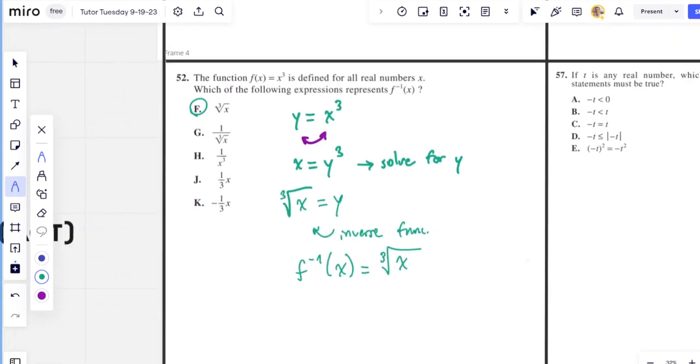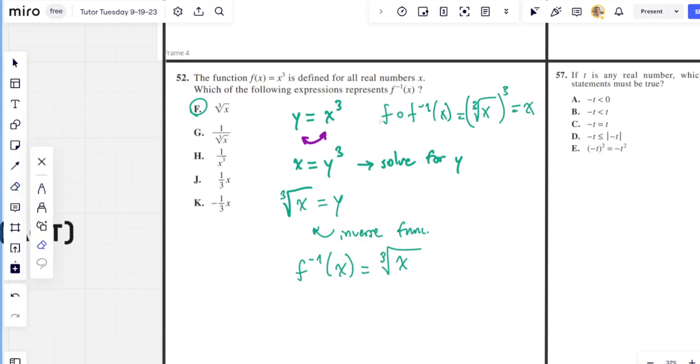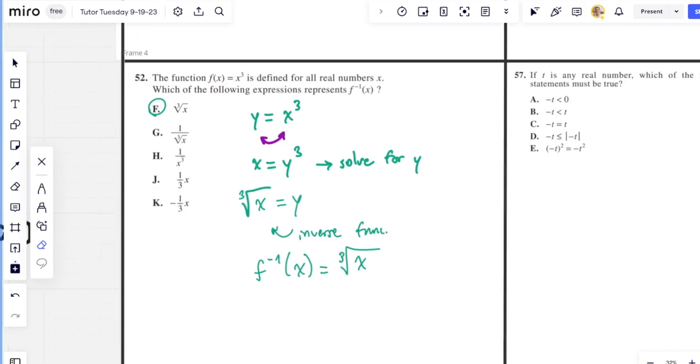And now we can test that property I was talking about. f of f inverse of x is going to be the cube root of x, cubed, which is just going to be x. So composing the two functions should give you back x.